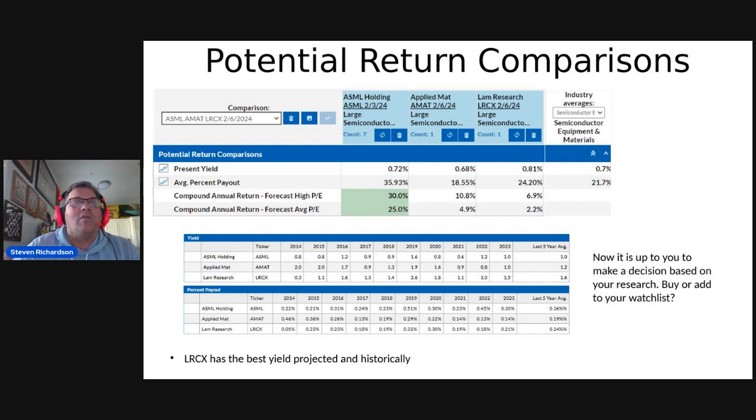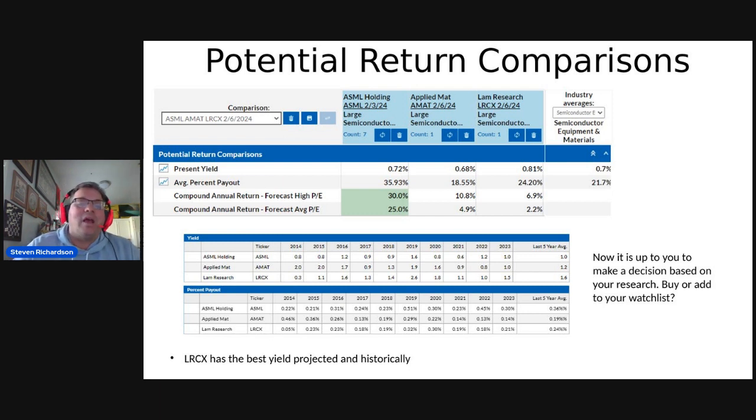So I've kind of let you see how they match up towards each other. And like I said, I did a very aggressive forecast on ASML. I was aggressive on the projected sales and the EPS. I think I was in line with the price earnings. So we're looking at percent payout and yield.